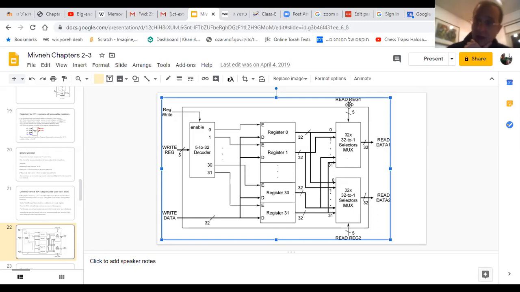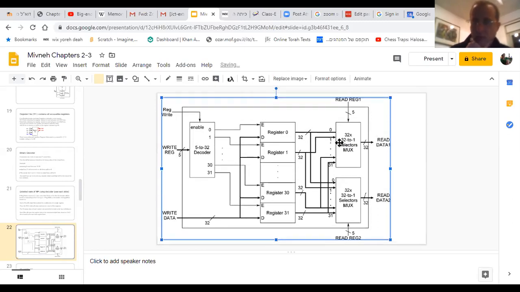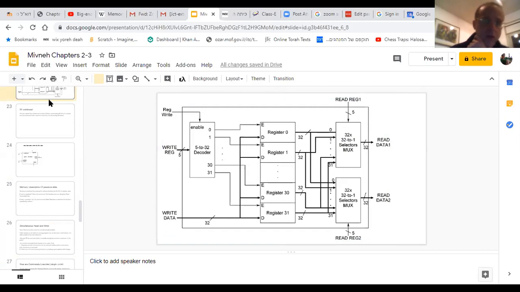A multiplexer, remember, allows me to choose. I give it 5 bits, and it lets me choose which one of these lines goes through to the other side. That's what a multiplexer does. Did you guys learn multiplexers? Yes, you learned about it. Good. We also learned about decoders. Good. Okay.